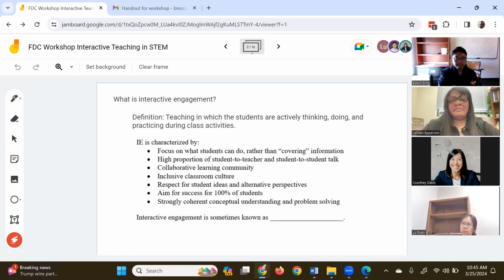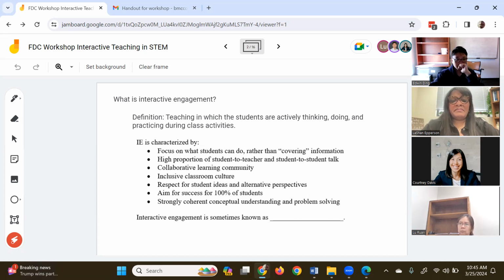We are definitely aimed at 100% success for all of our students. I'm not saying that all of our students will succeed, but I'm saying that that is our goal. In many cases, it's just impossible to actually reach 100%, but we're aiming for it always. And we're looking for strongly coherent conceptual understanding and problem solving.